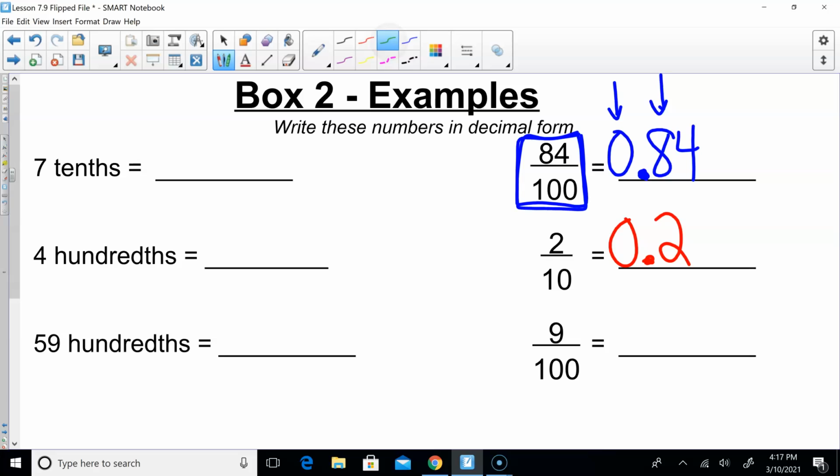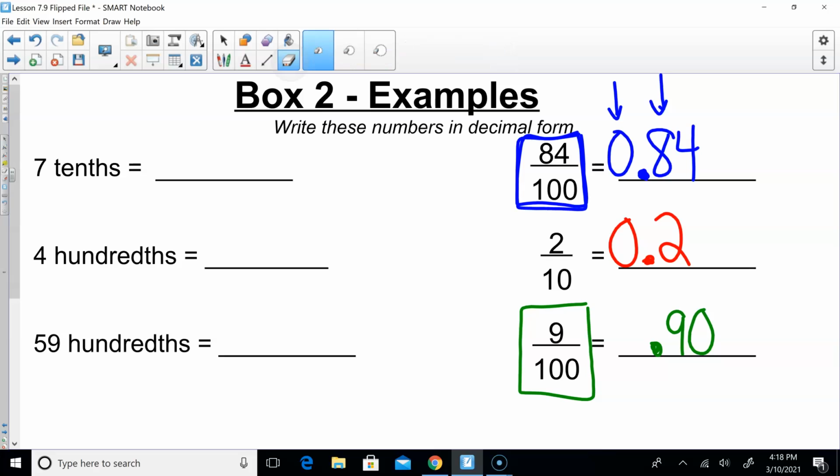One of the common ones that usually throws people off is something like 9 hundredths, because people see the 9, so they want to put a dot and a 9 right away. But that's not correct, because that wouldn't be 9 hundredths. This would actually be 90 hundredths, which is not the same as 9 hundredths.